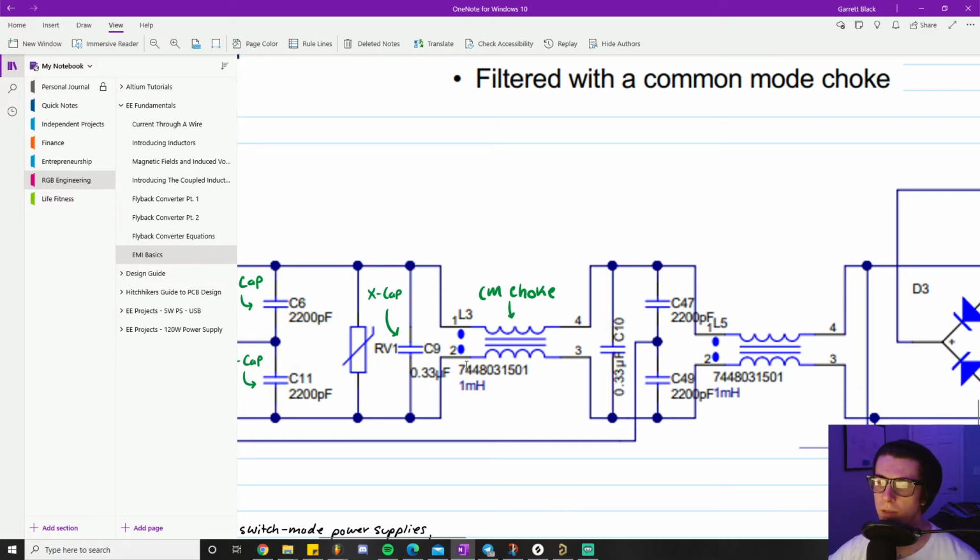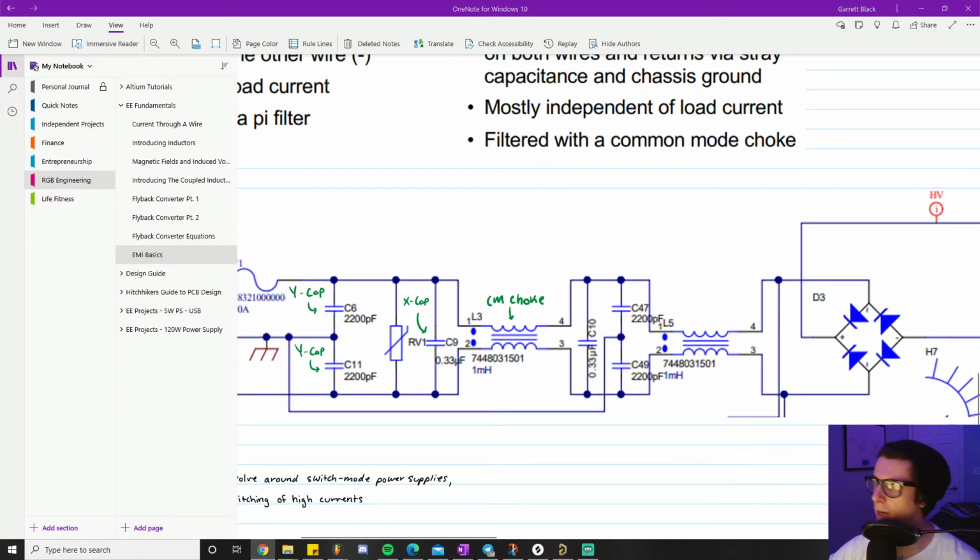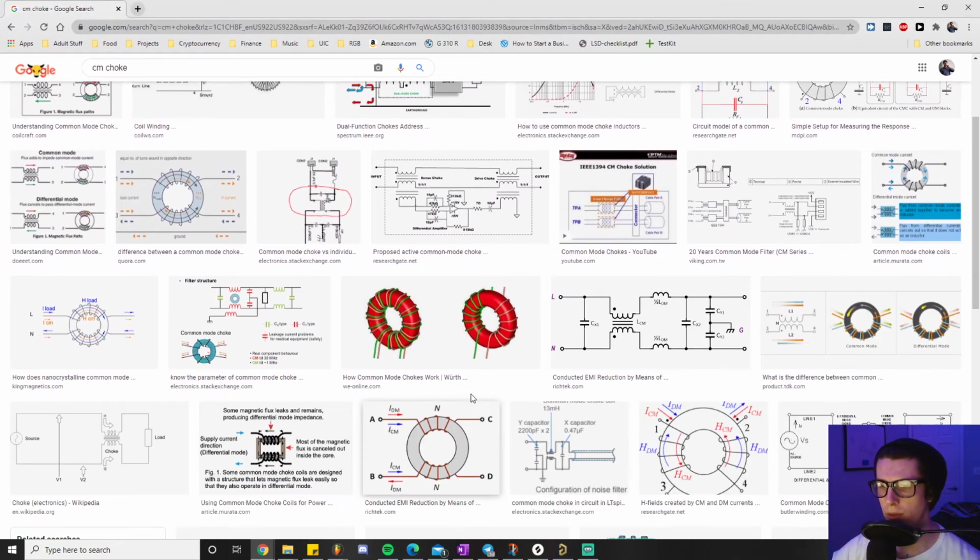And then they have their 4 pins. Let me see if I can find an example on Google and show you. So it looks like this thing, right?